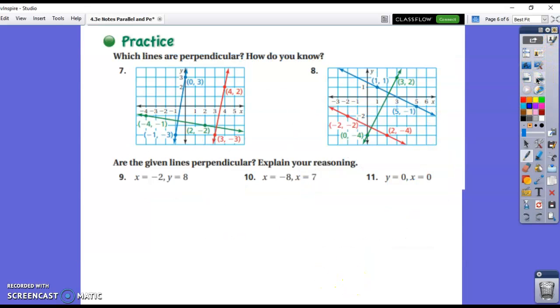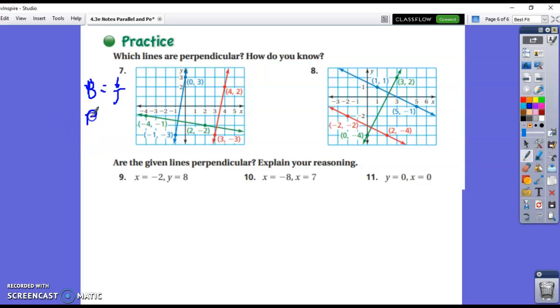Okay, let's go ahead and do number 7 here together. And then I'll have you stop the video and try number 8. Okay, so let's look at the blue line. The blue line is the slope 1, 2, 3, 4, 5, 6 over 1. So it would be 6 over 1. I'm just going to write B for blue. So it would be 6 over 1.